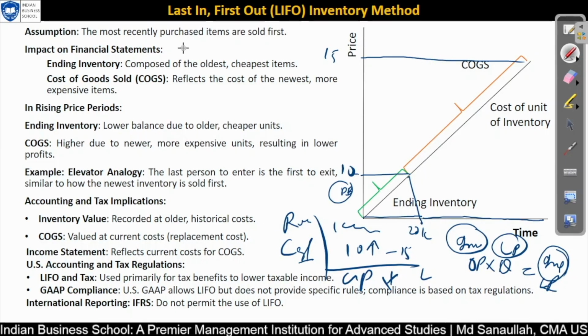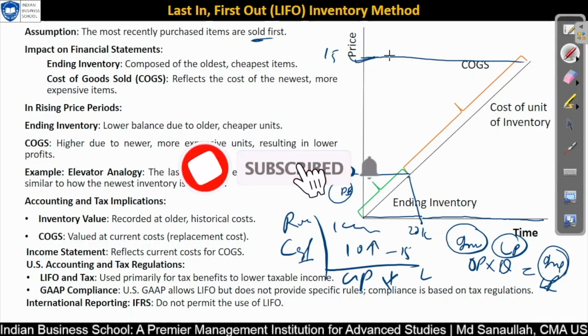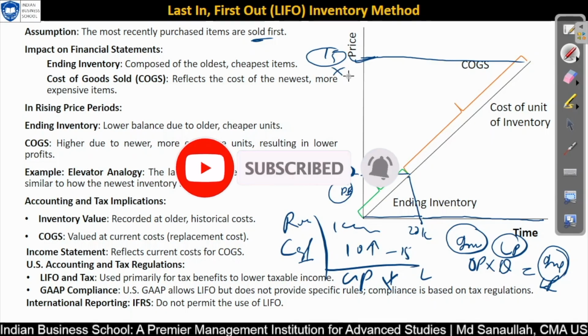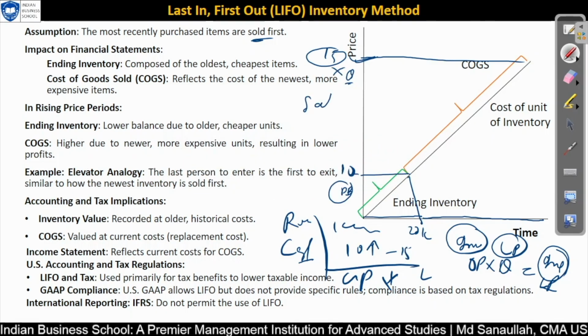Okay, let's read it out. Most recently purchased items are sold first, so these most recently purchased items will be considered first. This cost will be applied with the quantity all the time when you sell any of the inventory. Ending inventory is composed of the oldest and cheapest items. In rising prices, ending inventory will show the lowest balance with the cheaper unit price. Cost of goods will be higher with the more expensive units, resulting in lower profit.